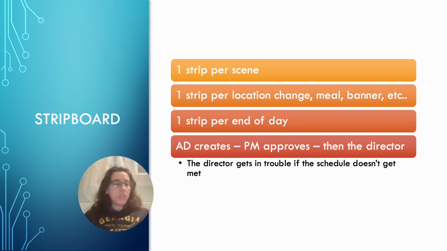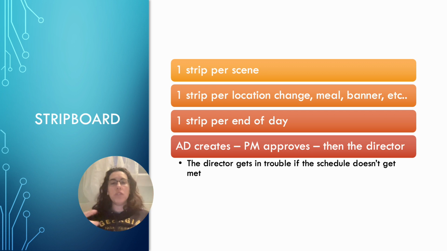So strip boards, right? You've read your script, you've made your breakdowns, now you're going to make your strip boards. If you're using software, it just imports easily, but no matter what, it's 1 strip per scene, and it's 1 strip per location change, meal, if you have a banner of information, any of that stuff, it's 1 strip.